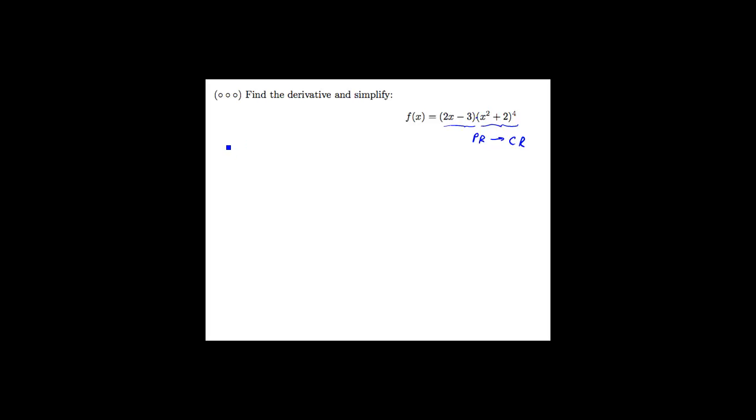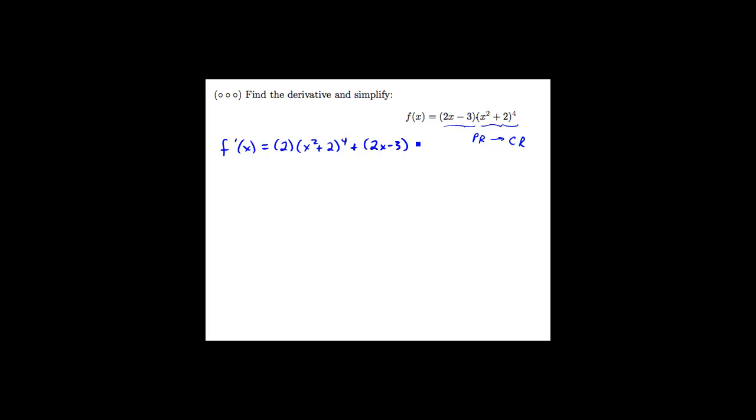So to begin, we will write down the result of the product rule. The derivative of the first is the derivative of 2x minus 3, that's 2, leaving the second alone, (x squared plus 2) to the fourth, plus the first, 2x minus 3, times the derivative of the second piece.